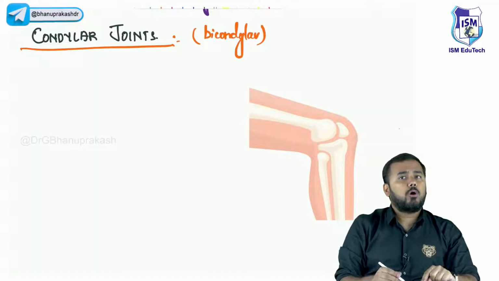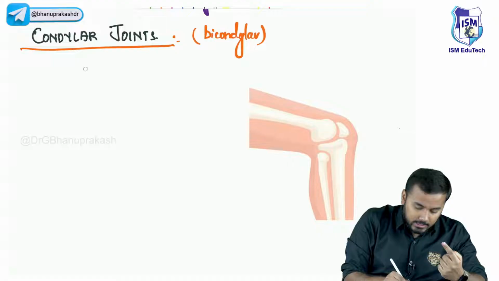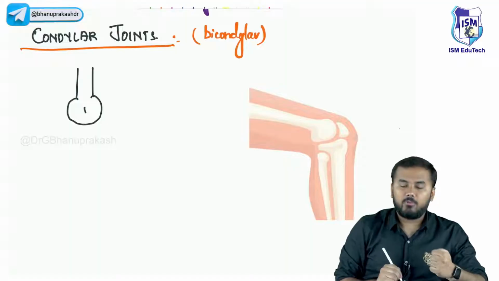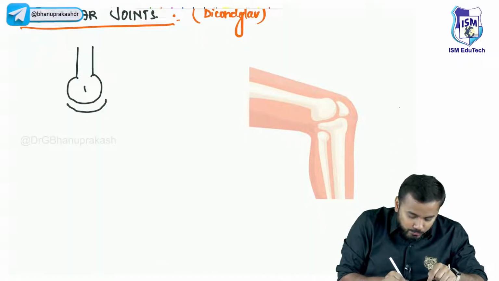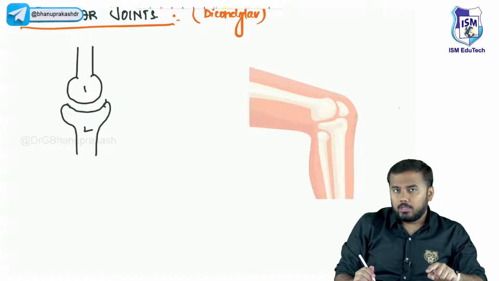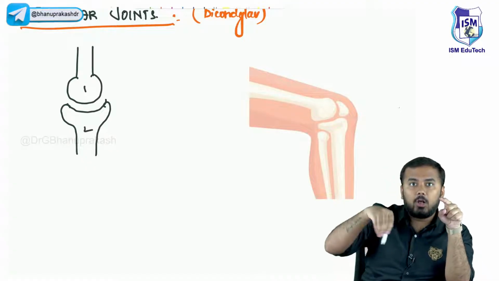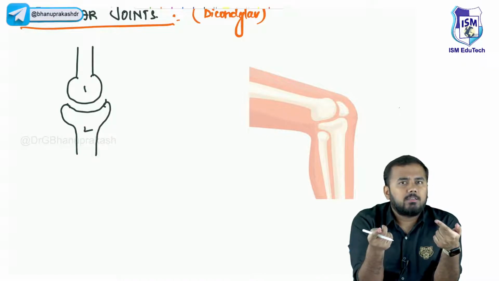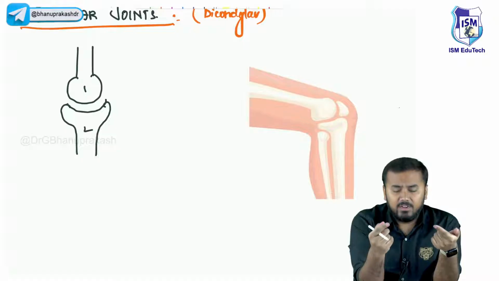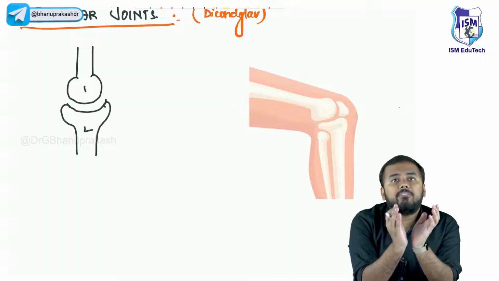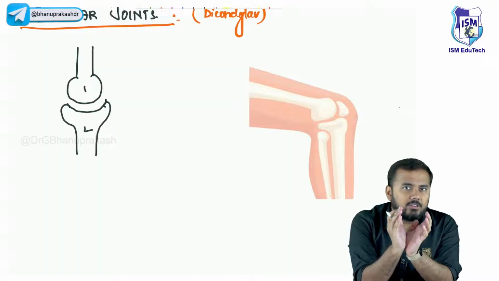If a joint has to be formed, two bones have to be there, right? Let us say this is bone number 1 and this is bone number 2. What is the difference between bone number 1 and 2? Both of them are forming a joint. One bone is completely convex, another bone is completely concave. So if someone asks what a bicondylar joint is, I will tell them that the convexity of one bone is fitting into the concavity of another bone. This is a definition, right?